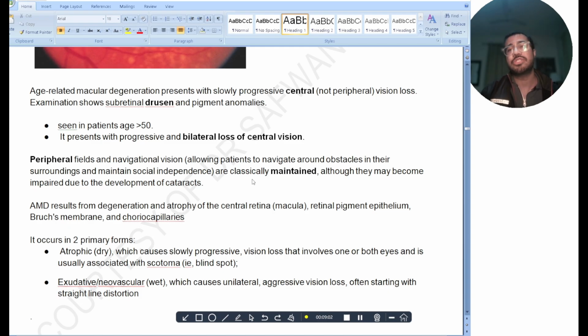So I just wanted to mention that as well, because in some cases you might get confused because the patient presents with an initial loss of central vision that has now progressed to peripheral. So the etiology behind the loss of central and the loss of peripheral vision are different in such cases.